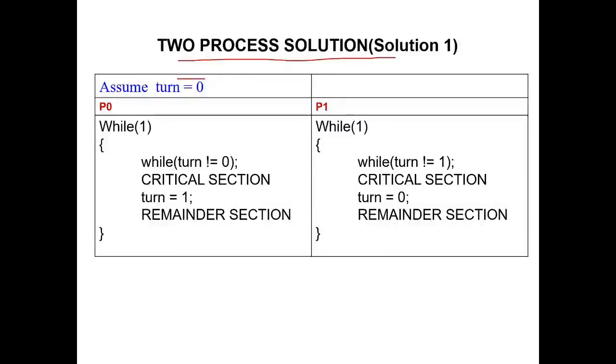At default, the initial value of turn is equal to 0. First we'll see the process P0 wants to enter into the critical section, wants to execute. So it enters into the loop here. You can see this loop has a semicolon here.